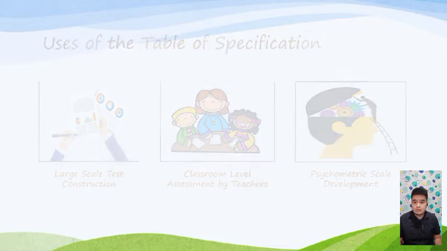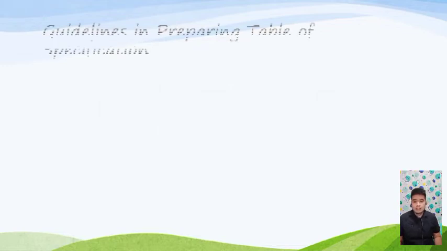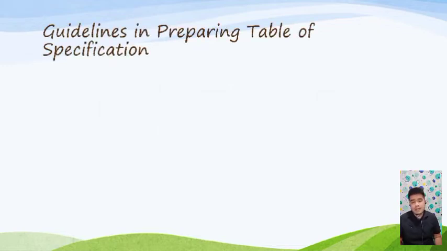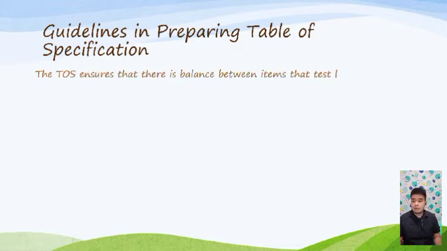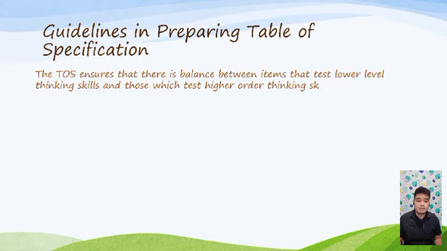So next, let's move on to the guidelines in preparing table of specification. So what are these guidelines? So the TOS, first define the TOS. The TOS ensures that there is a balance between items that test lower level thinking skills and those which test higher order thinking skills in the test.